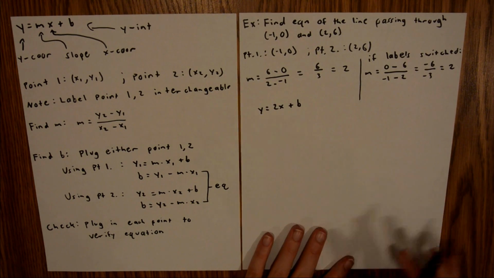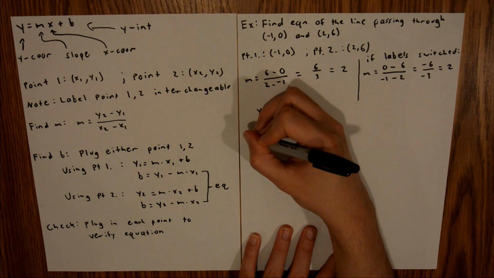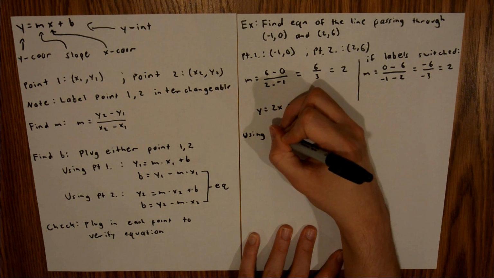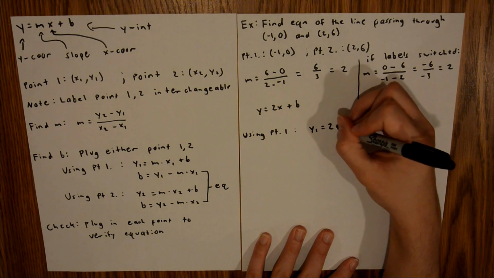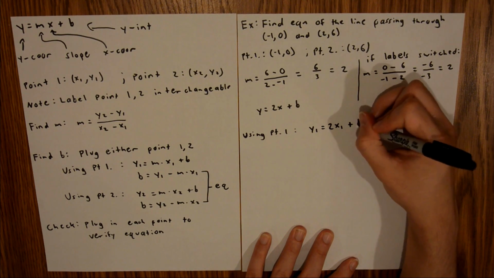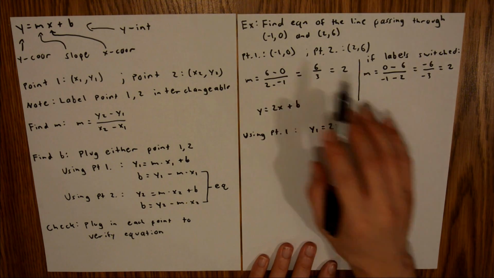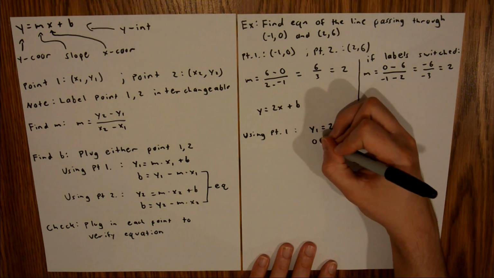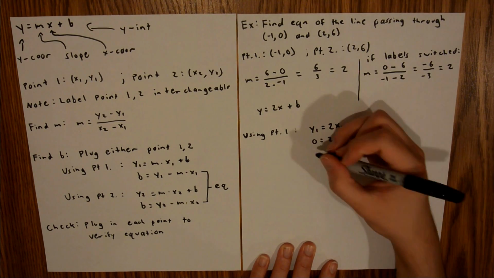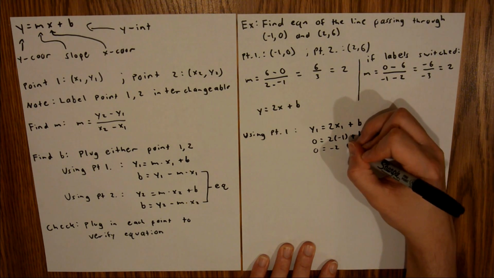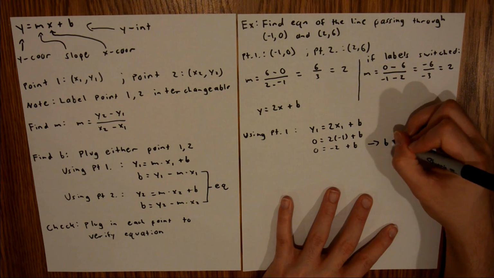And so what I'm going to do is I'll show plugging in either point. So using point 1, y1 equals 2x1 plus b. I'll again go with the original naming that I did up here, so point 1 and point 2. So y1 is 0 is equal to 2 times x1, which is -1, plus b. This gives us 0 is equal to -2 plus b, which then tells us that if we add 2 to both sides, b is equal to 2.